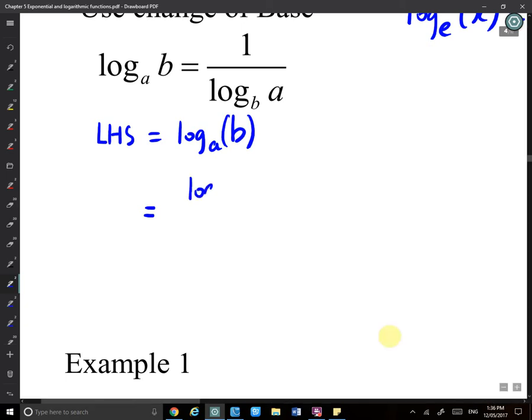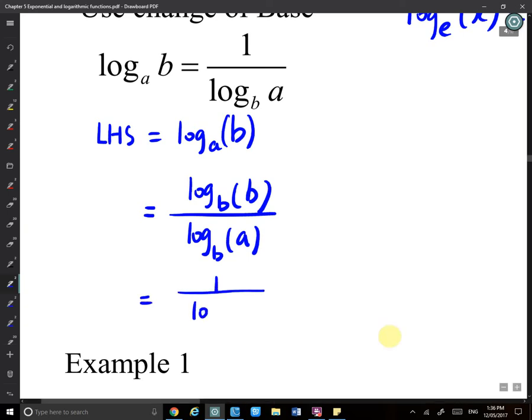So let's say that's log B over log BA. So what is log B? 1. So that is 1 on log BA. And that equals the right hand side. I have proved that. Okay, it's just a really easy change of base question.